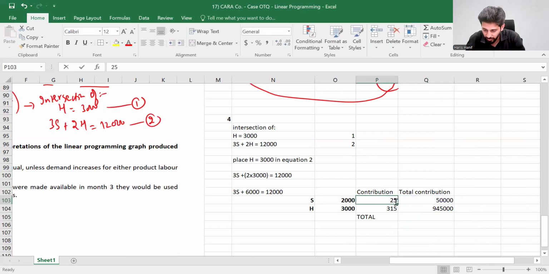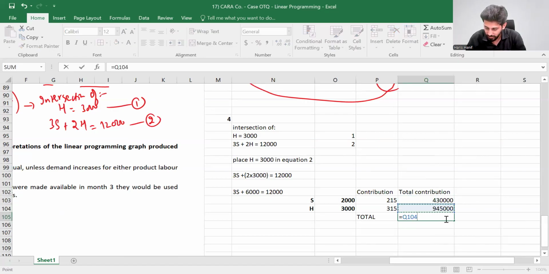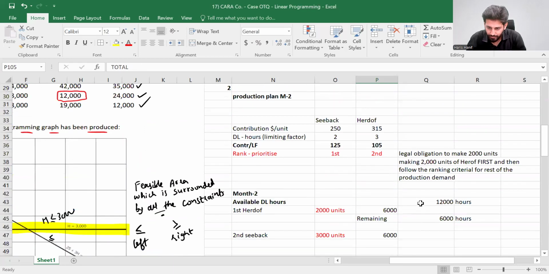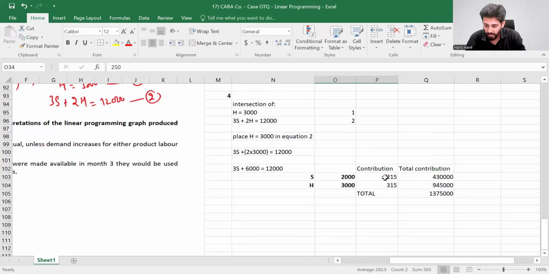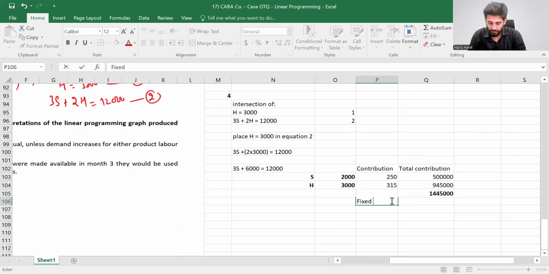So the total contribution is, oh, it was 215, sorry. So the total contribution is this one plus this. This is my total contribution. It's 250 and 315. Sorry, it's 250 and 315. It's my total contribution less fixed cost.